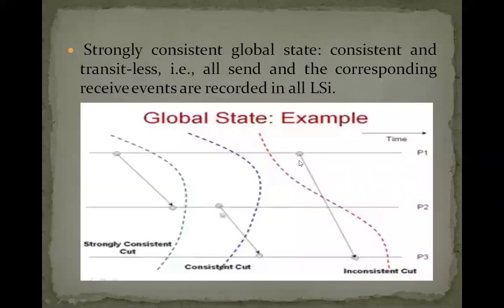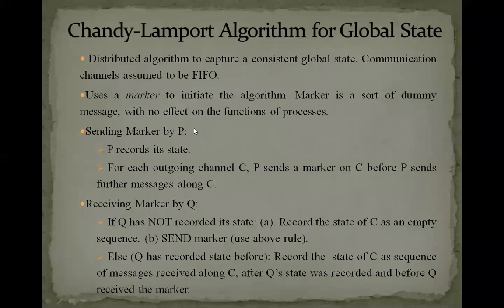So we have a certain algorithm which is known as the Chandy-Lamport algorithm, which is applicable for the global state. What does this algorithm say? It says that first of all, we have to assume that the channels which are used for communication work on FIFO basis, that is first in first out basis. And according to this algorithm, every process will be using a marker to initiate the algorithm. A marker is nothing but a kind of control message. It's a dummy message, and it has no effect on the function of the processes.